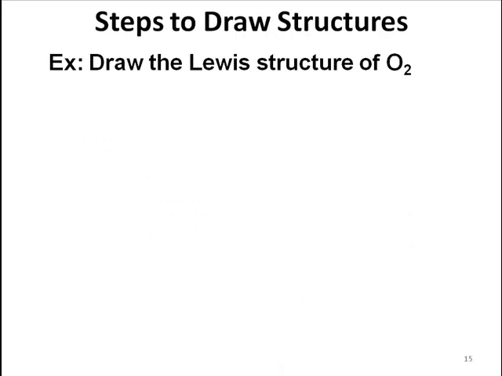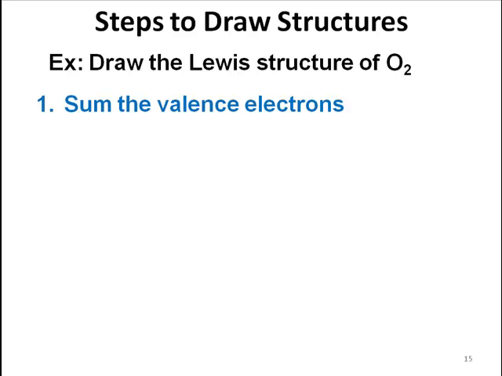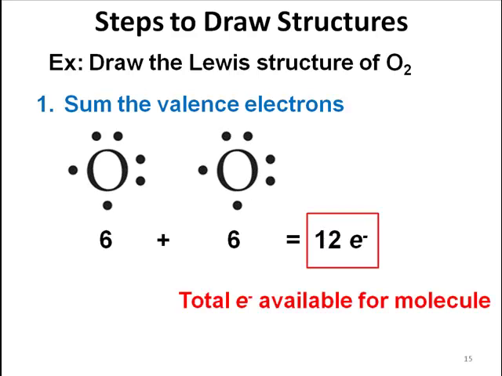Steps to draw Lewis structures. Draw the Lewis structure of O2. So if we wanted to draw O2, the first thing you can do is add up all the valence electrons. So there's 2 oxygens. How many valence electrons on 1 oxygen? 6. What's 2 times 6? 12. So you need 12 dots. So there are 12 electrons available for the entire molecule. Now, as long as you draw the structure with 12 electrons, you should be good to go. If you add 13, you're wrong. If you add 11, you're wrong.